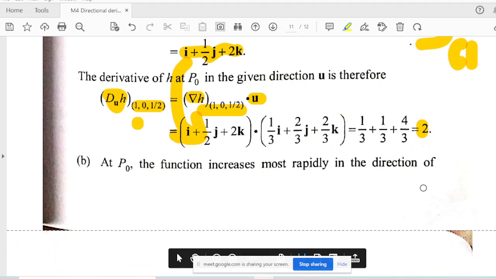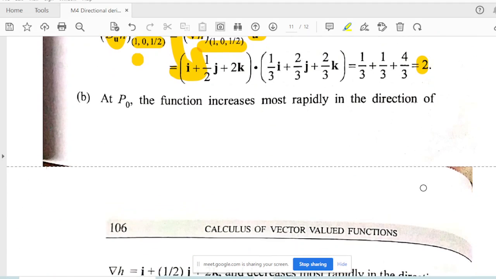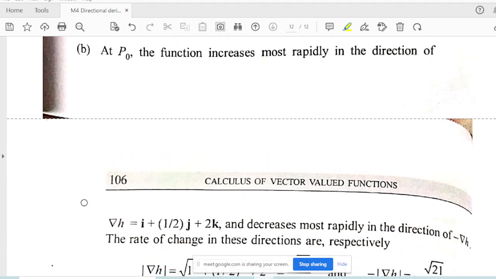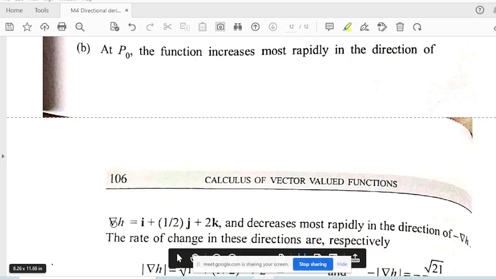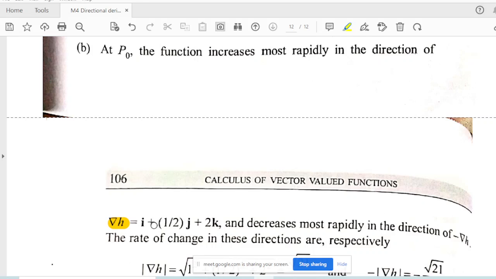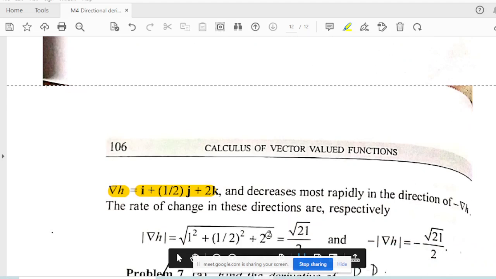Now we have to find at what point the function increases most rapidly. So for that, at p naught, we already know the direction of del f, as we read. So here f is h. First find del h. We already found del h in the last question, i cap plus 1 by 2 j cap plus 2 k cap, and it decreases in the direction of minus del h.